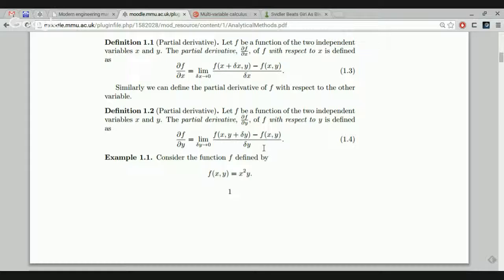So df dy, according to the definition, it's this. Now we're varying the y variable, the second variable. But again, we know what the definition of this function f is. It's the first variable squared times the second. So this is going to be x squared times y plus h minus x squared y all over h.